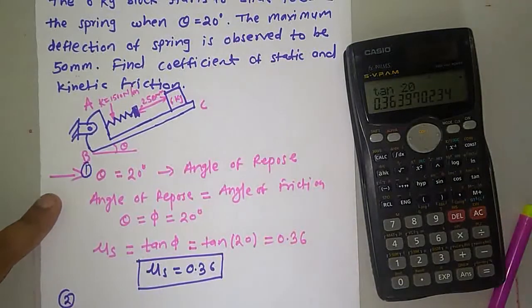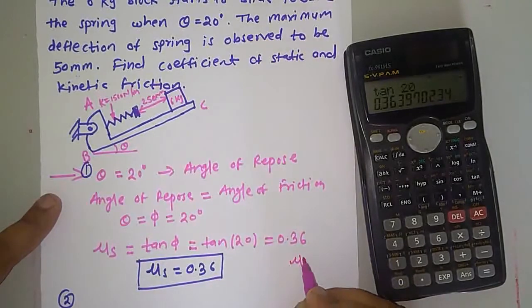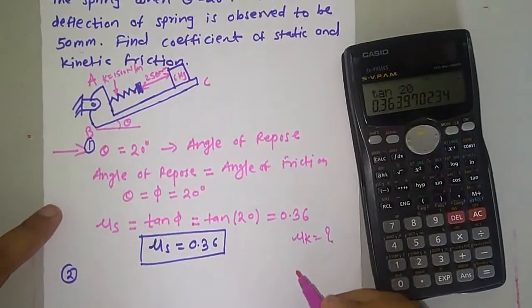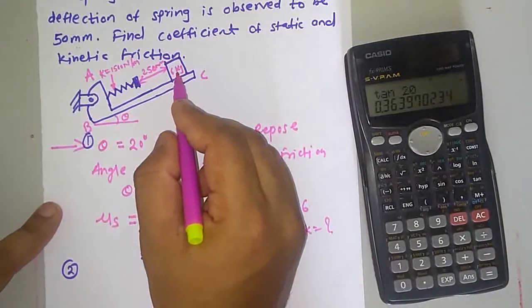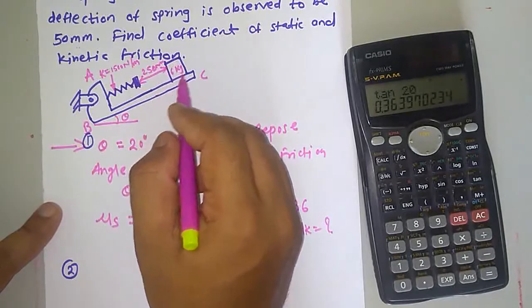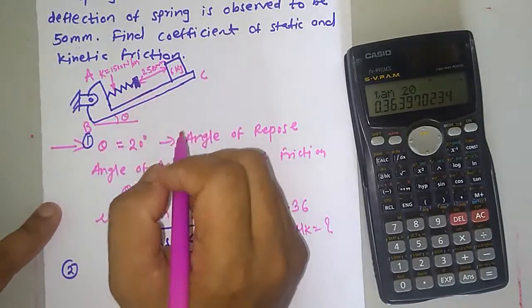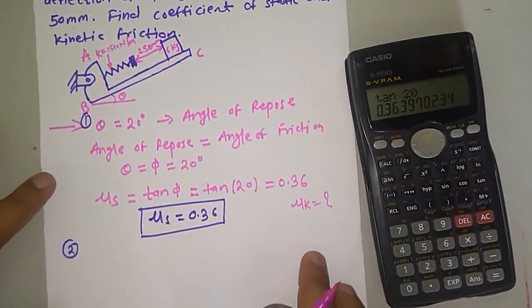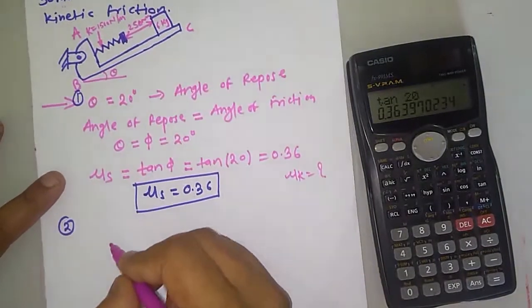Now the second thing, we need to calculate the coefficient of kinetic friction, that is mu k. To find it, we need to apply the work energy principle between these two positions. Which two positions? This is the initial position, and when it strikes the spring, that will be the final position. To understand this, we will draw another simple diagram.